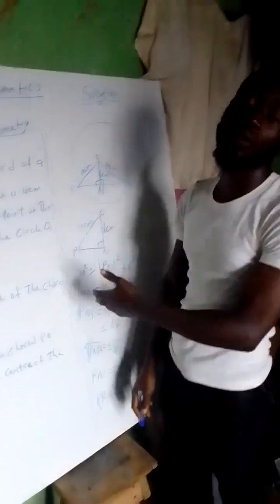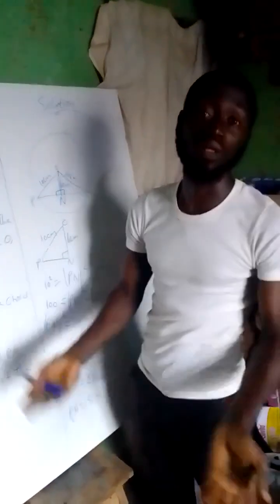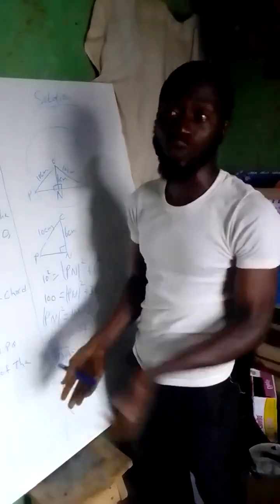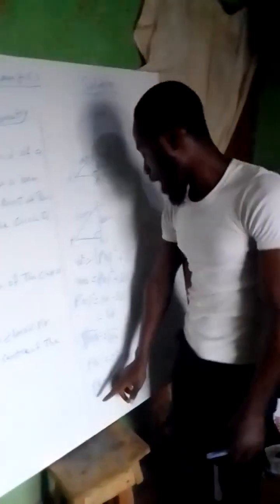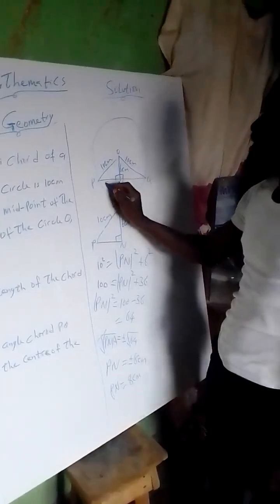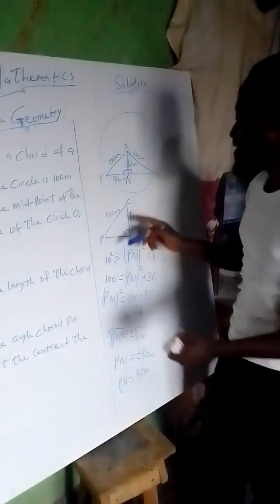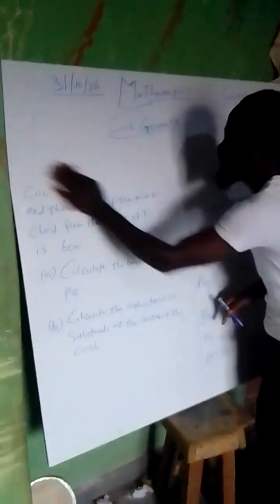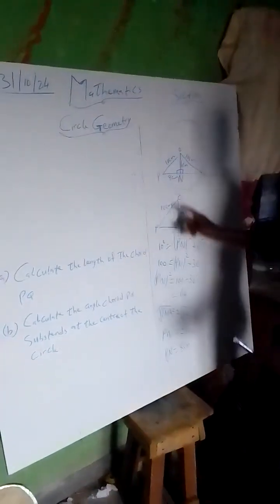Some may be asking, why am I not making use of negative? Because when they ask you to measure something, you can't measure it in negative. When they ask you to go and measure anything, it can never be negative. It can only be positive. That is why our PN will now be 8 centimeter. And don't forget that the question is asking us to calculate the length of the chord PQ.